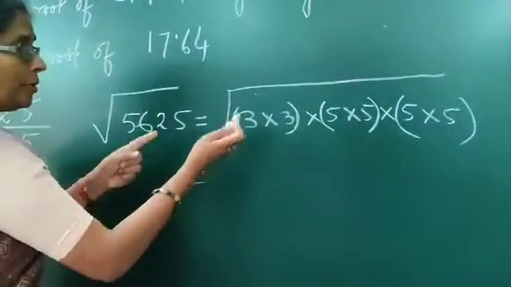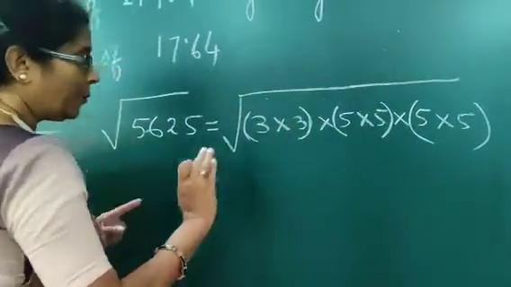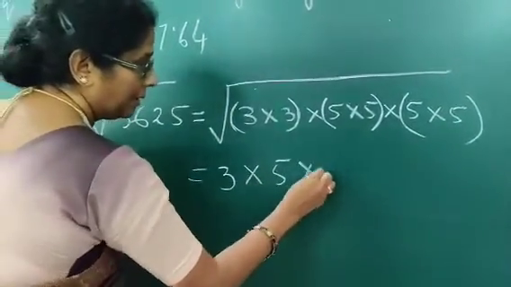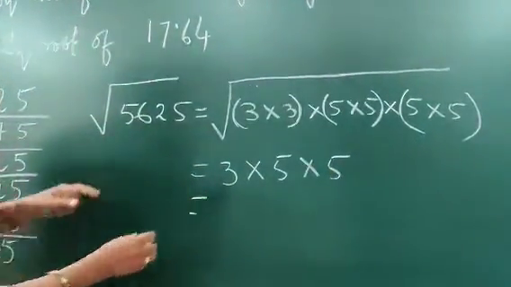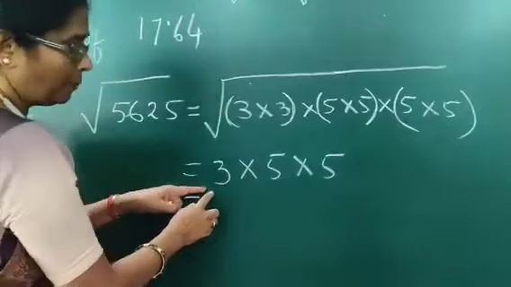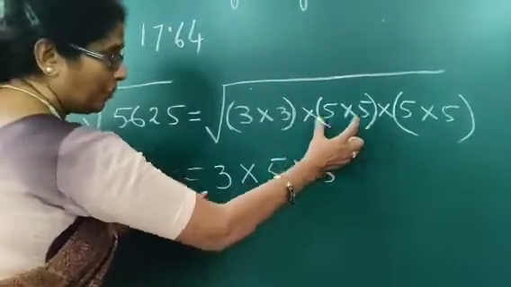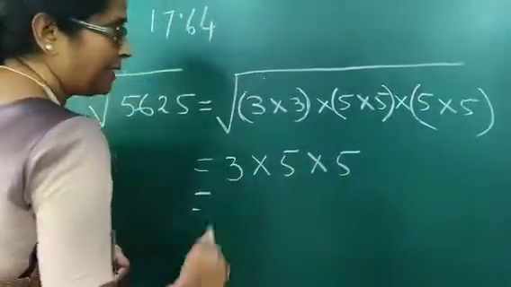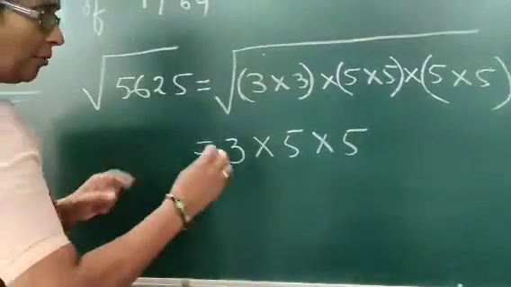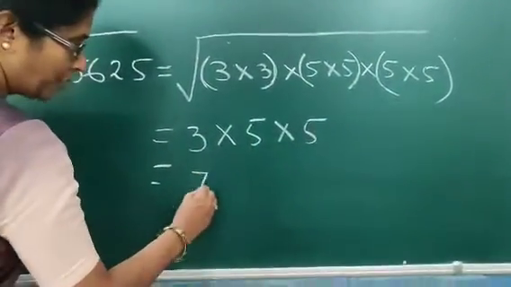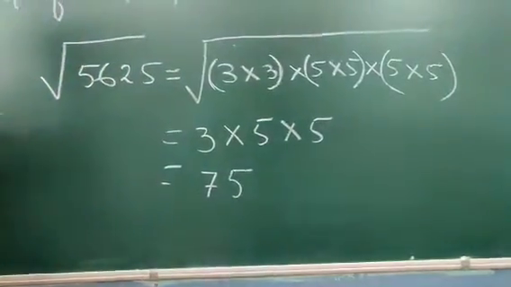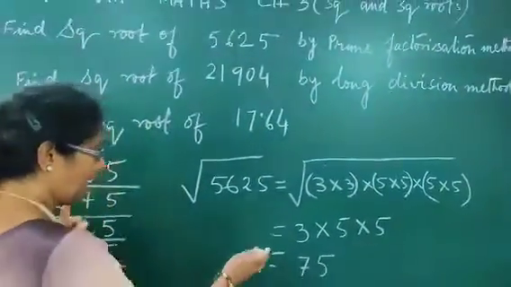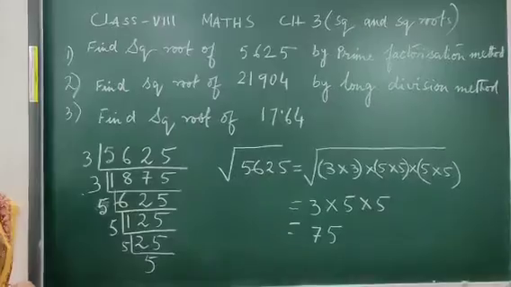Now when we remove the square root sign, from each pair we take out a single digit. Then 3 from the pair, one number, but I shall not use the root sign. Then 5 from the pair, one single digit, and from another pair, again another single digit I have to write. Now we have to multiply. After multiplying, we get the answer 75. So children, the square root of the given number using the prime factorization method is 75.